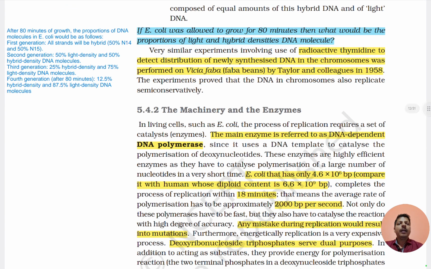Then another experiment involved radioactive thymidine to detect the distribution of newly synthesized DNA in the chromosome. It was performed on Vicia faba by Taylor and his colleagues in 1958, and this also proved that DNA in chromosomes also replicates semi-conservatively.